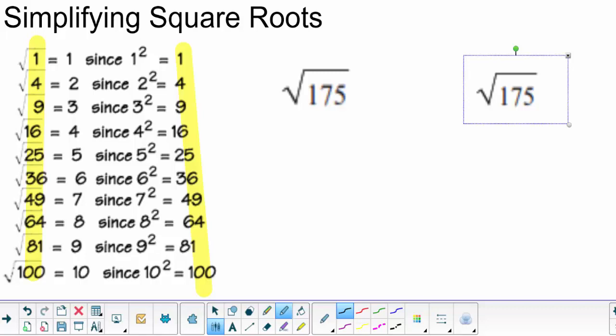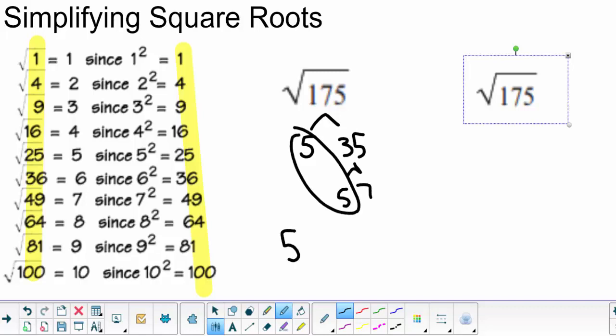With 175, we have to decide what divides into it. It looks like a 5, right? Because it ends in 5. So if we do 5, that would be times 35, which makes it a lot easier. And then 35 is 5 times 7. So notice we have two 5s in 175, so we're able to pull one out. And we have our 7 left over.